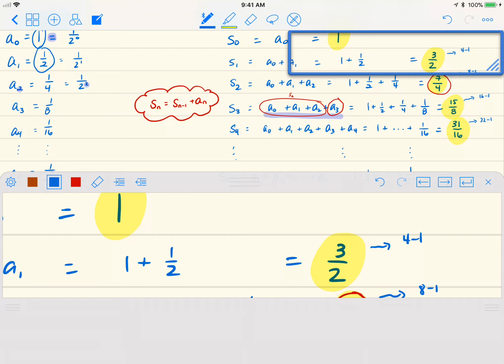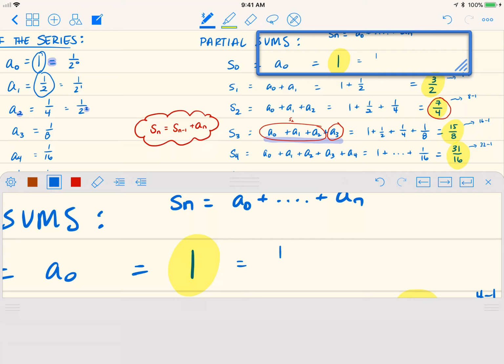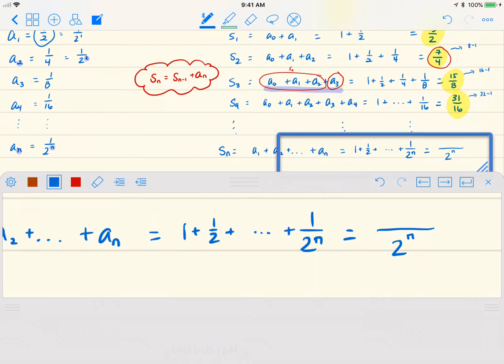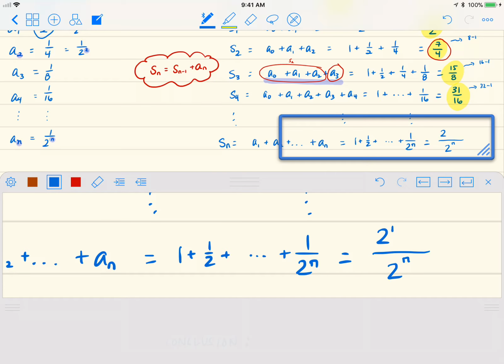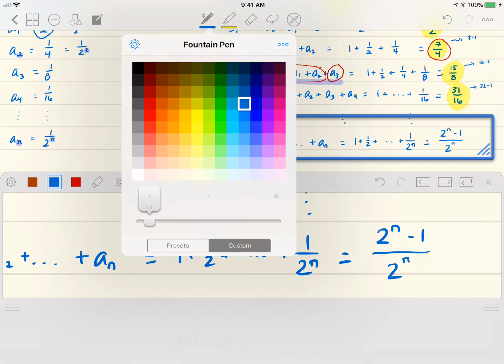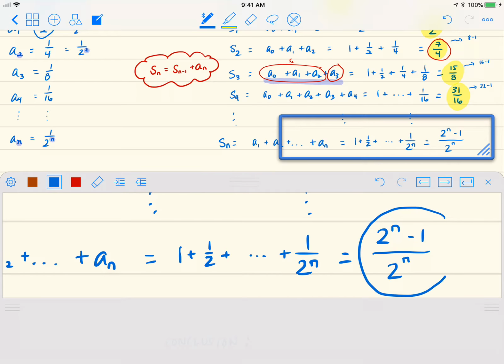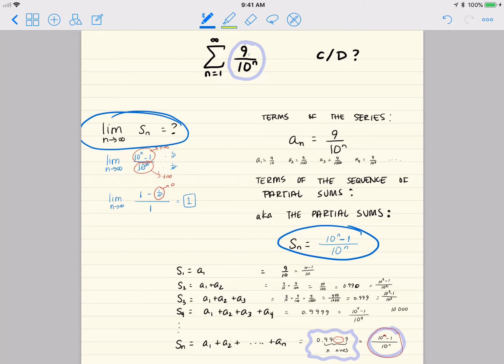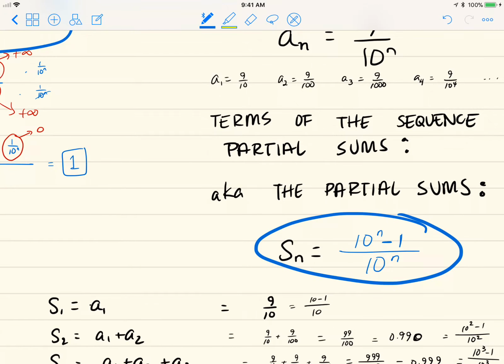4 minus 1. And this we can write as 1 over 1. So that is 2 minus 1. So it's a power of 2 minus 1. So this will be 2 to the n minus 1. And you'll notice that this formula is very, very similar to the formula that we had for Sn back when we were working with 9 over 10 to the n. Remember, the formula for Sn was 10 to the n minus 1 over 10 to the n.